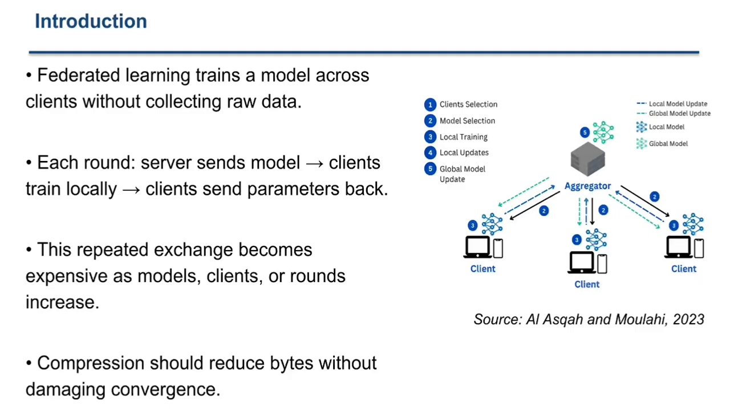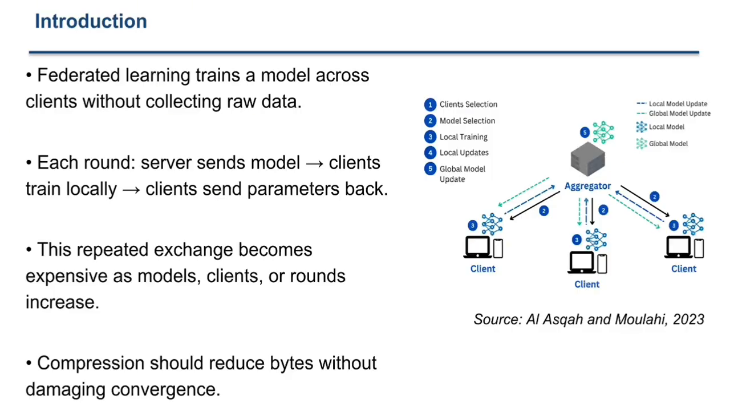place. In each round, the server sends the current model to clients, and clients train locally, then send model information back to the server. The server aggregates this information into a new global model. This is useful for privacy and distributed data, but it creates a communication bottleneck. The model is exchanged many times, so the total number of transmitted bytes can become very large.